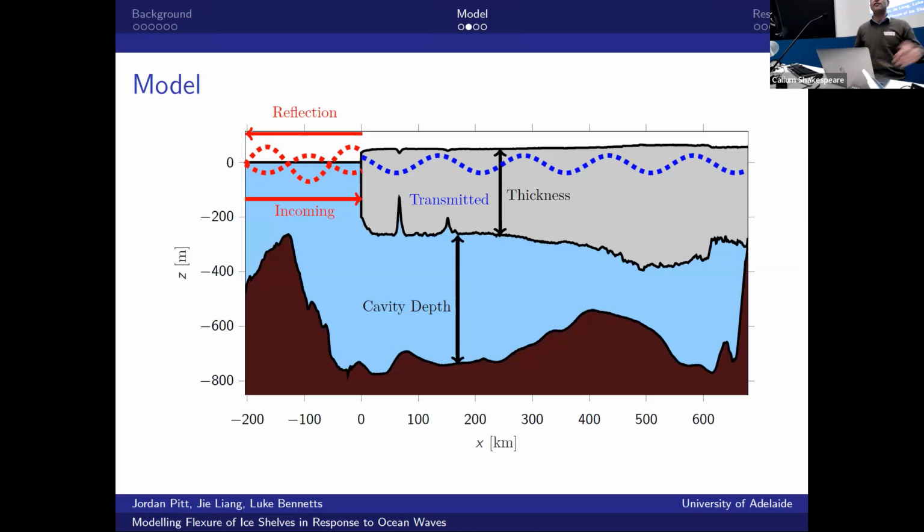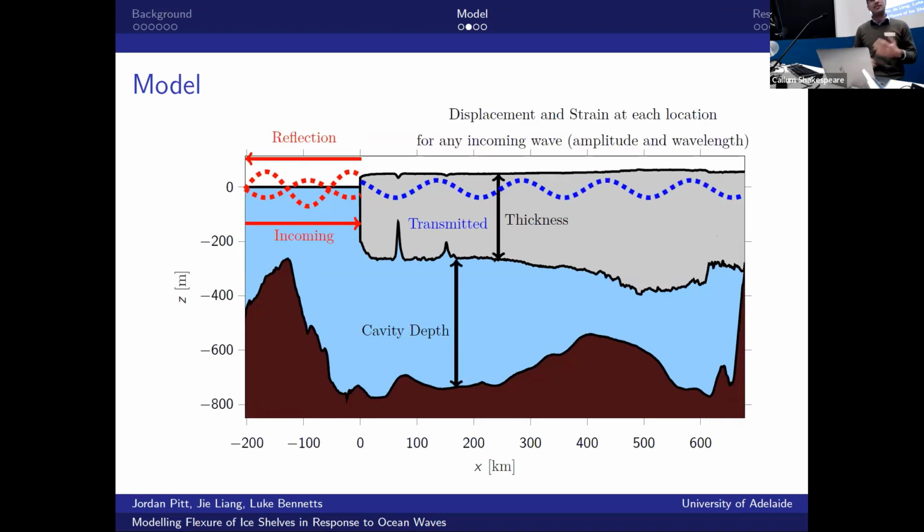We break our ice shelf up into uniform segments that approximate the geometry well, and then solve a reflection and transmission problem at each of these interfaces. And that allows us to get the displacement and strain at each location in the ice shelf for any incoming wave. So you give me a wave, a regular wave with an amplitude and a wavelength, and I can give you the displacement and strain at each location. You'll notice, however, that my ice shelf looks like a real ice shelf, and indeed it is, taken from real data at least.